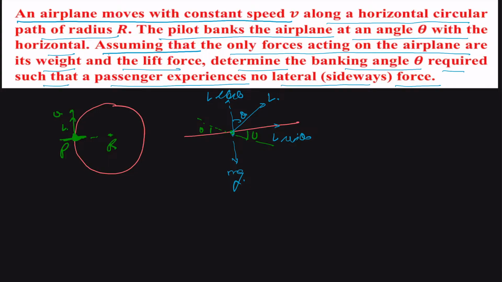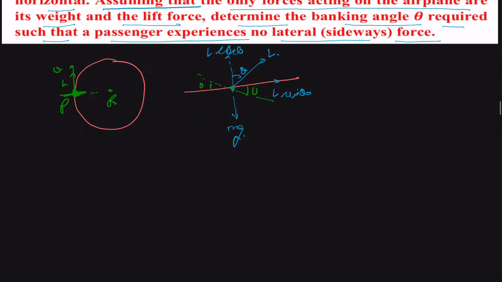So in this case we are given that it is moving with the velocity v, therefore we can write our centripetal acceleration a_c is equal to v squared upon r. Okay, and lift is always perpendicular to the wings. Okay, so we have to remember that.